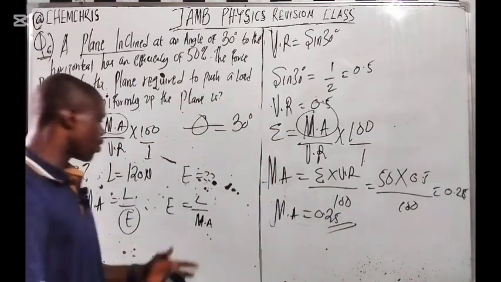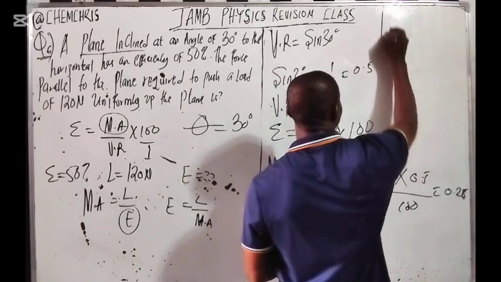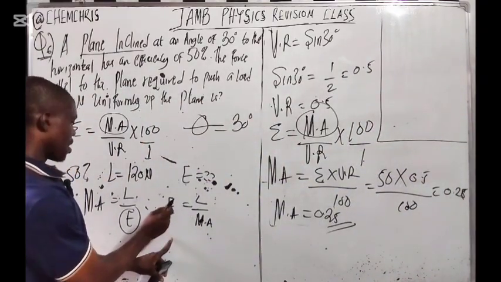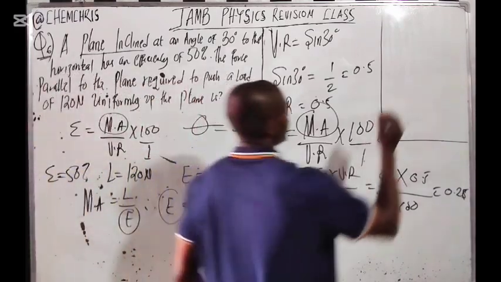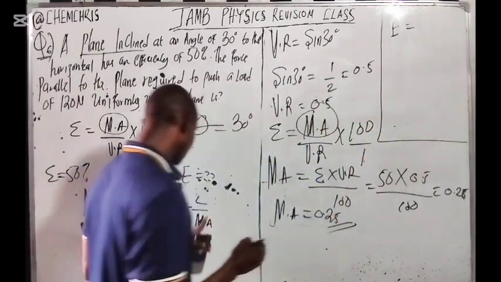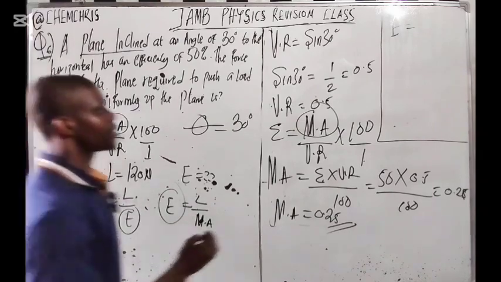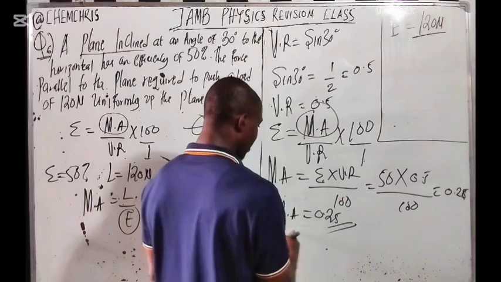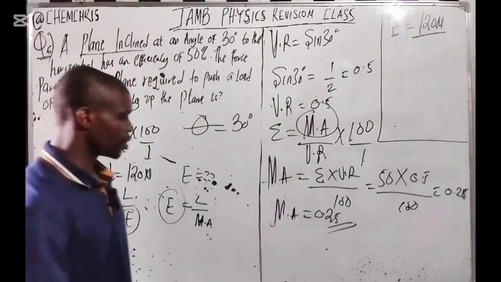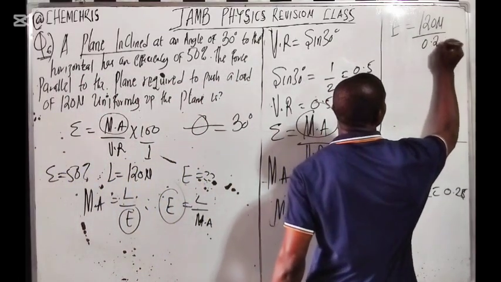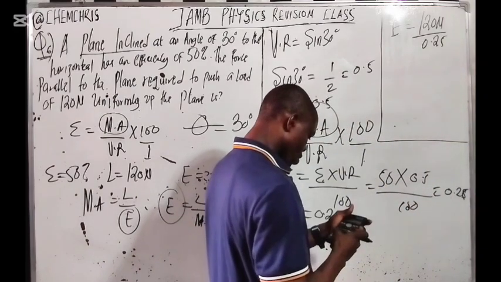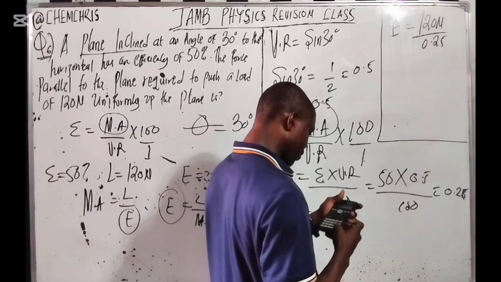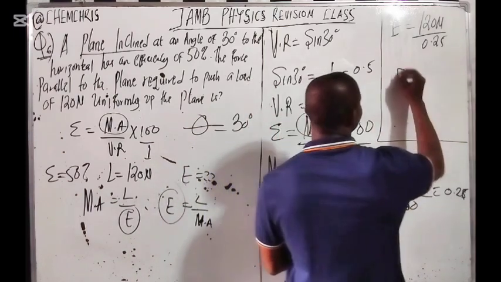Do you understand? So now let me just solve the remaining stuff here, right? Remember, they're asking to calculate my effort. So E equals load over mechanical advantage. What is my load? My load is 120 newtons over my mechanical advantage, which is 0.25, right? So you have 120 divided by 0.25, which gives you 480. So my effort equals 480.